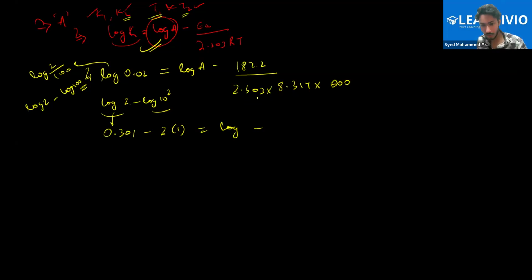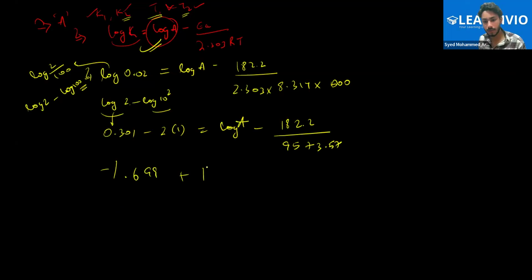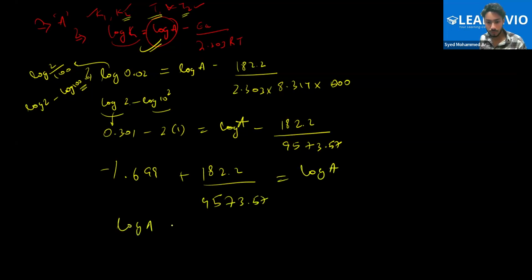So 2.303 multiplied by 8.314 multiplied by 500. So you'll get this. So 82.2 divided by 9573.57. Okay. Now let's solve this. So 2 minus 0.301. You'll get 1 minus 1.699 plus 82.2 divided by 9573.57 is log A. So log A is equal to this.